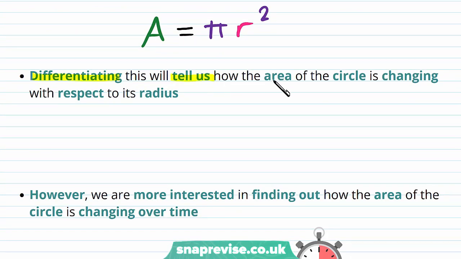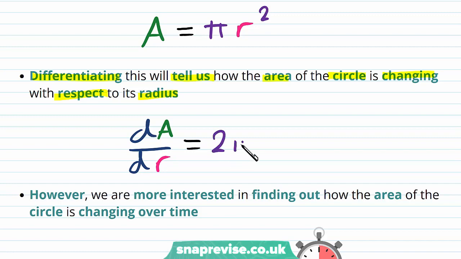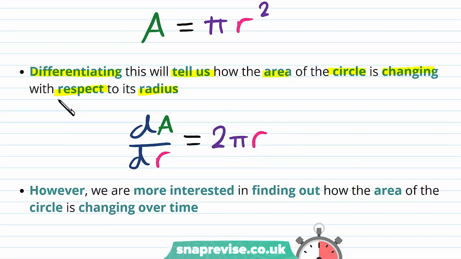Differentiating this will tell us how the area of the circle is changing with respect to its radius. We can find dA by dr, and by differentiating our expression for A in terms of r, we get 2 pi r for our derivative.